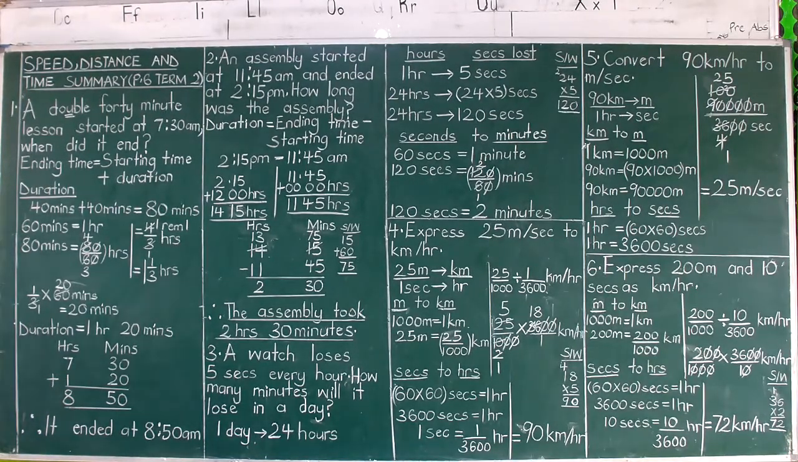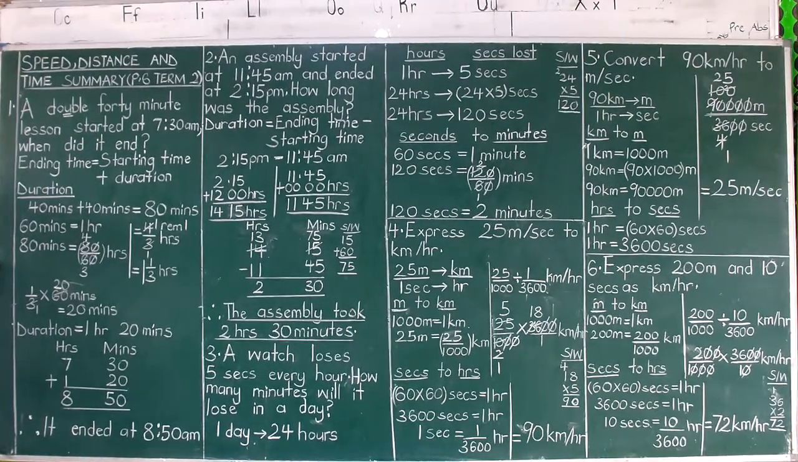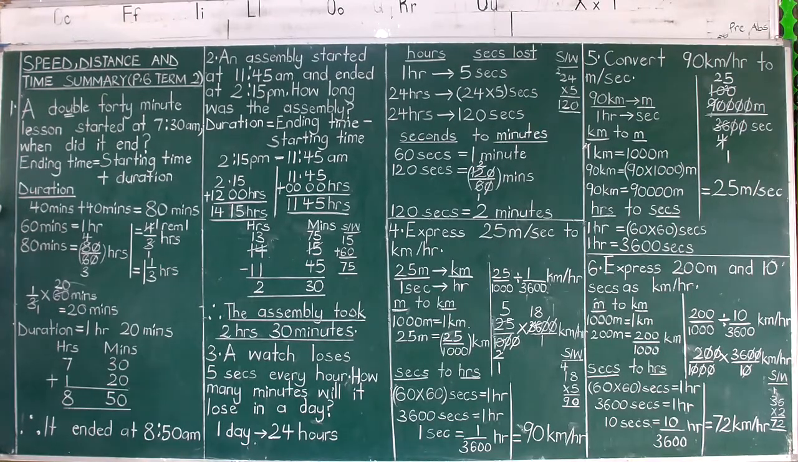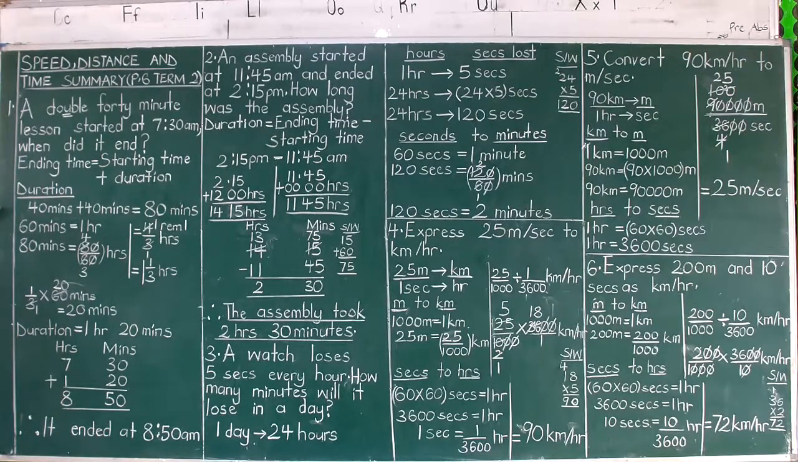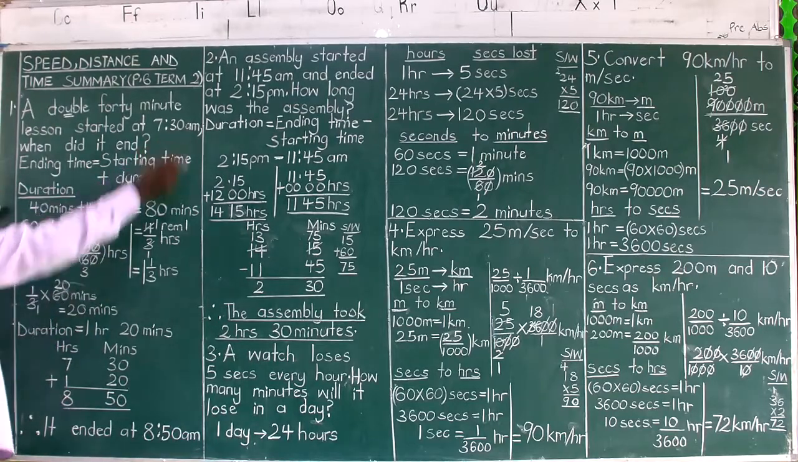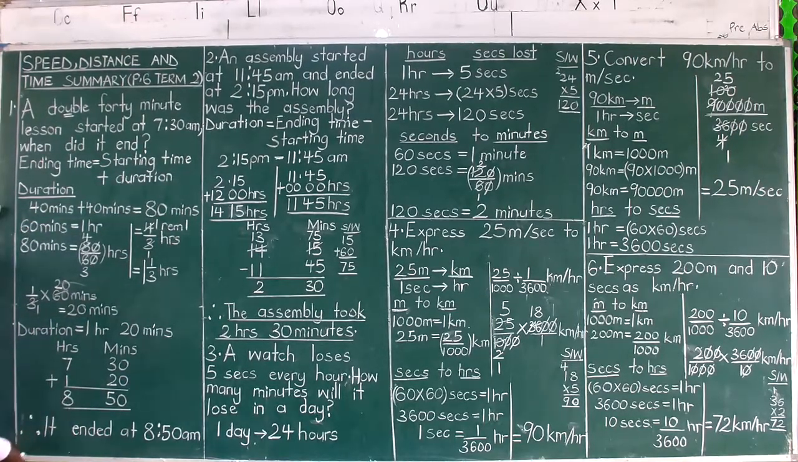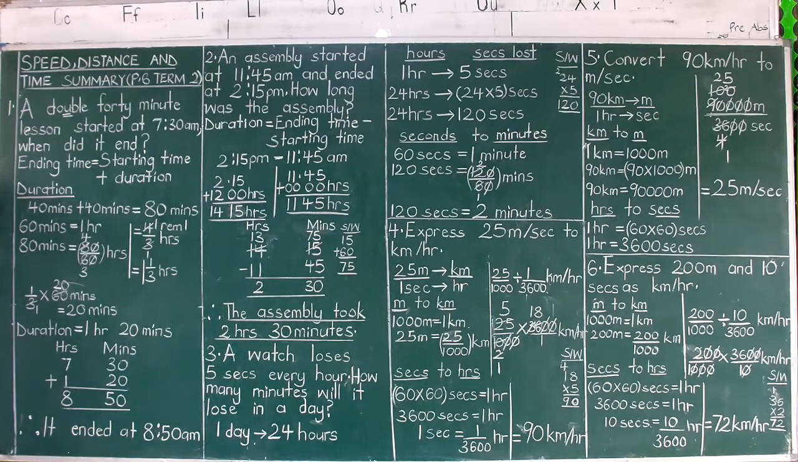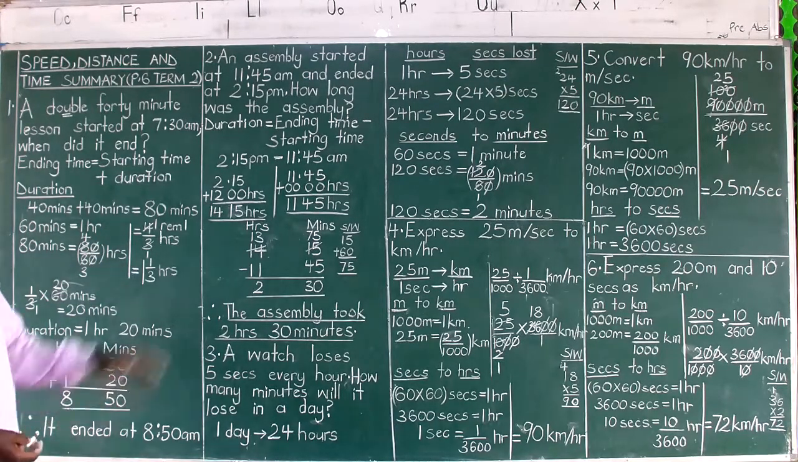And now the question is, when did it end? It must have either AM or PM, depending on whether it reaches 12. When it reaches 12, then it changes. So this is still 8. It doesn't reach 12 or make 12. Therefore, it is still within the unit that was given, that is AM. So, the lesson ended at 8:50 a.m., having started at 7:30 a.m. and having lasted 80 minutes. So that's how we answer.